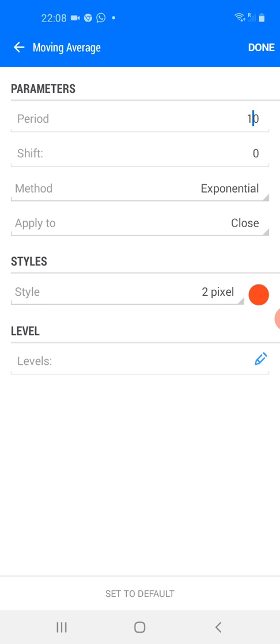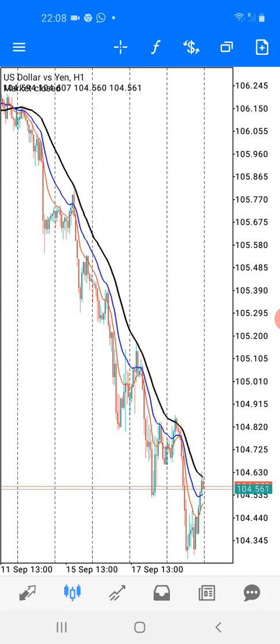That's okay. But make sure that the period and the method, which is exponential, you put them exactly the way I put them, and also the exponential where I put them, and simple to 34 where I put it. So now take a look at this. So now this is how it works.